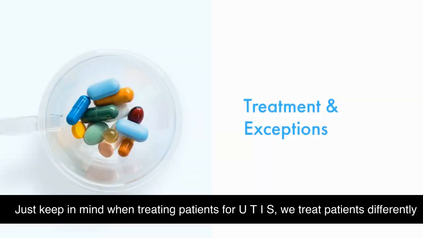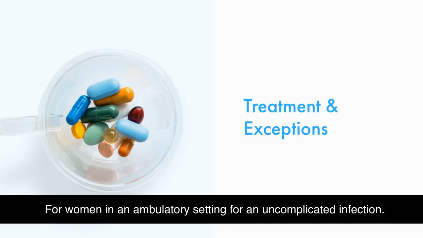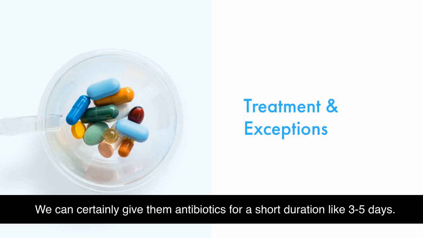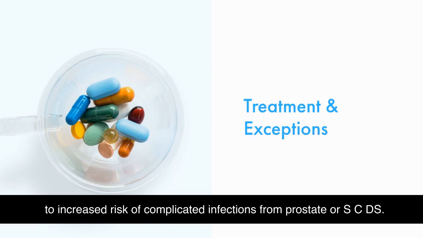Just keep in mind, when treating patients for UTIs, we treat patients differently depending on their gender. For women in an ambulatory setting with an uncomplicated infection, we can certainly give them antibiotics for a short duration, like 3 to 5 days. As opposed to men, they need testing before treatment can be initiated due to increased risk of complicated infections from prostate or STDs.